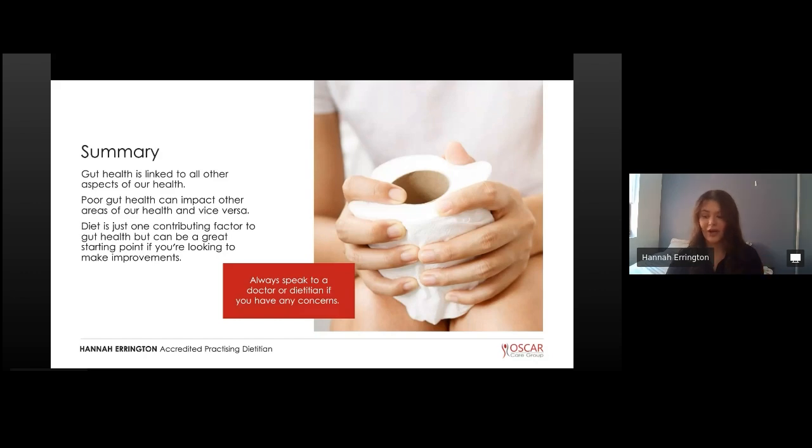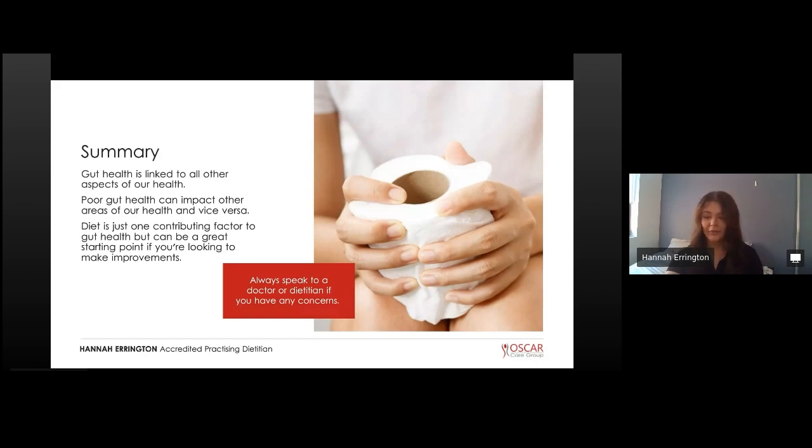But overall, what I really hope you take away from today is that gut health is so important. It has such a big impact on our overall health and the quality of our lives. Our guts, and specifically our gut microbiomes, are all very unique. So just because something worked for someone you know or someone you saw online, it doesn't mean that it's going to be suitable for you and your gut.